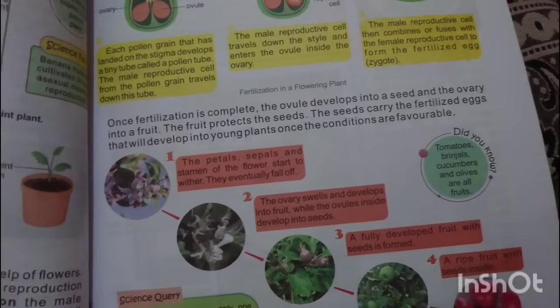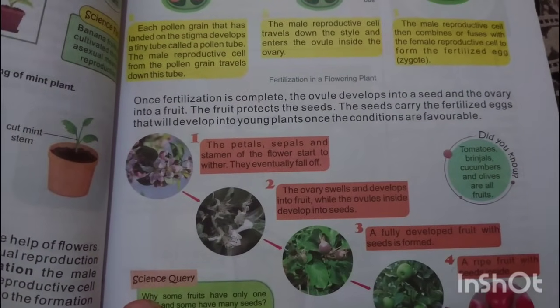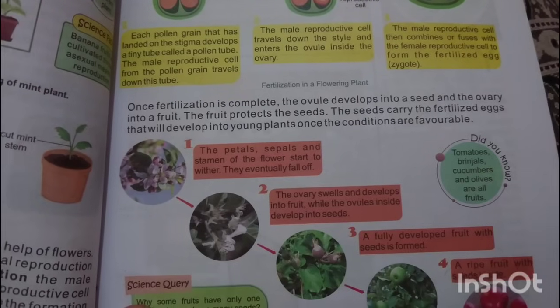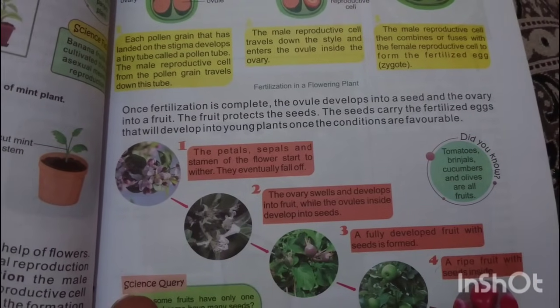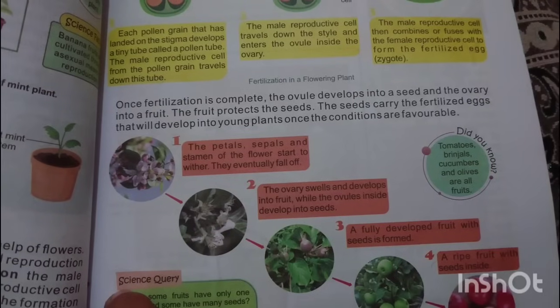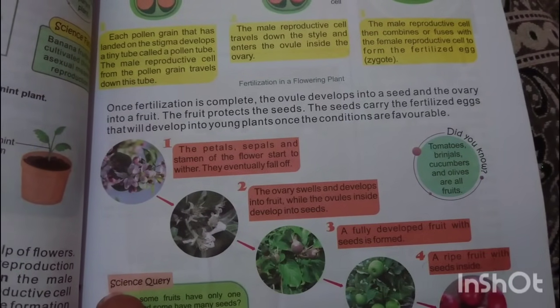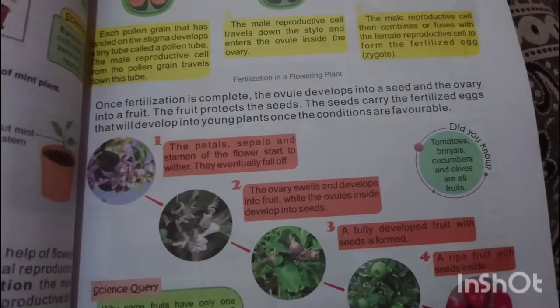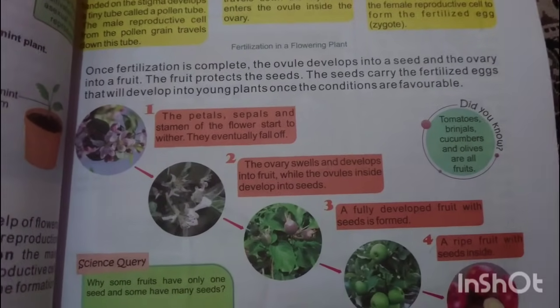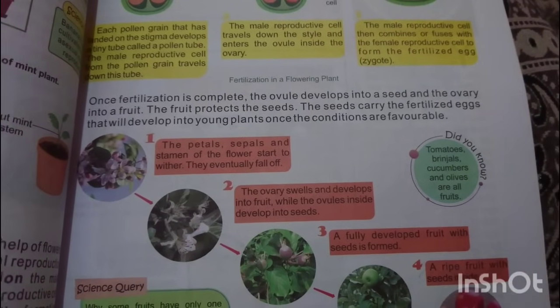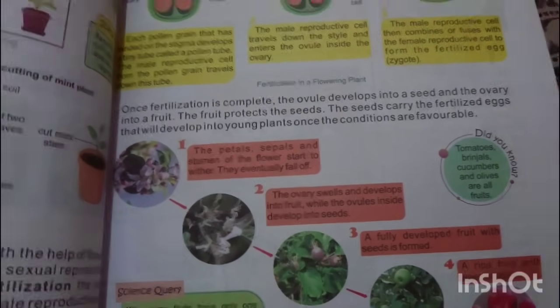So after fertilization, the petals, sepals, and stamens of the flower start to wither. They eventually fall off. The ovary swells and develops into fruit, while the ovules inside develop into seeds. A fully developed fruit with seeds is formed. A ripe fruit with seeds inside. Tomatoes, oranges, cucumbers, and olives are all fruits.